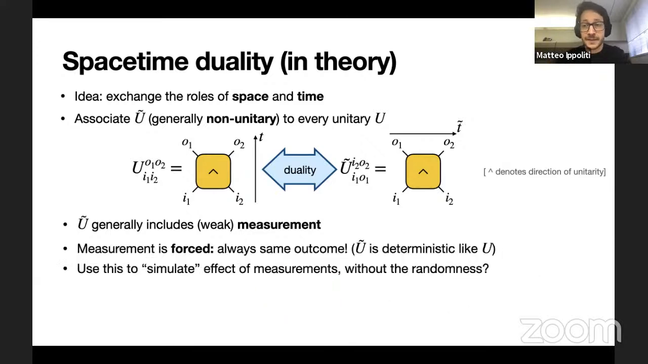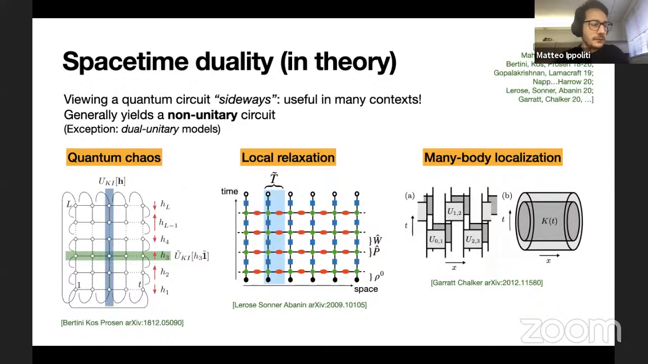But another point worth making is that the effective measurement you get is completely deterministic. That's because U twiddle is every bit as deterministic as U, so there's no intrinsic randomness in it. And so that's the motivating idea we had. Can we use this deterministic pseudo-measurement object to reproduce the effect of measurements without the randomness? And this is not obvious, right? This is all on paper for now, so we're going to have to go through it in practice and see how that works out.